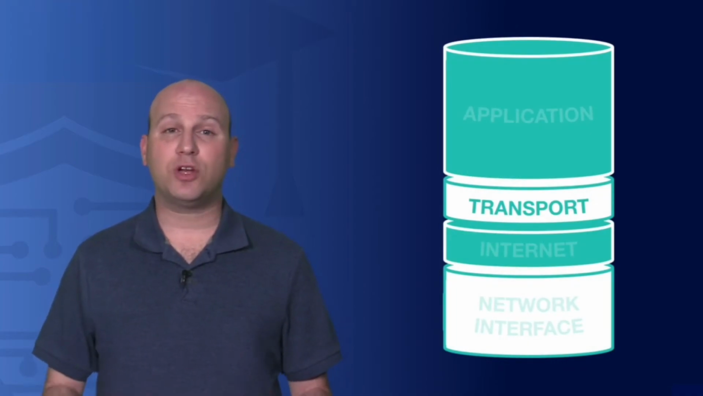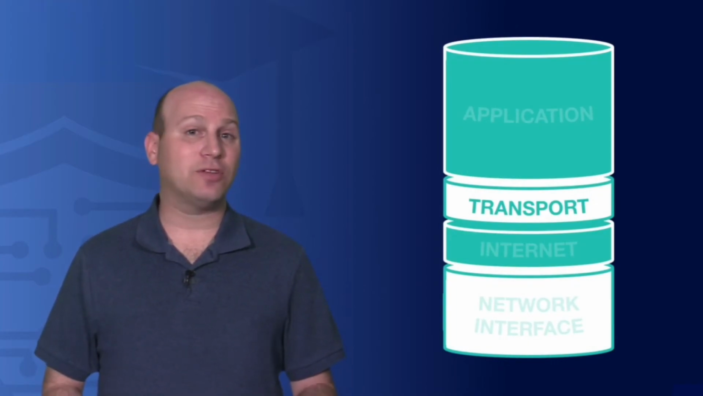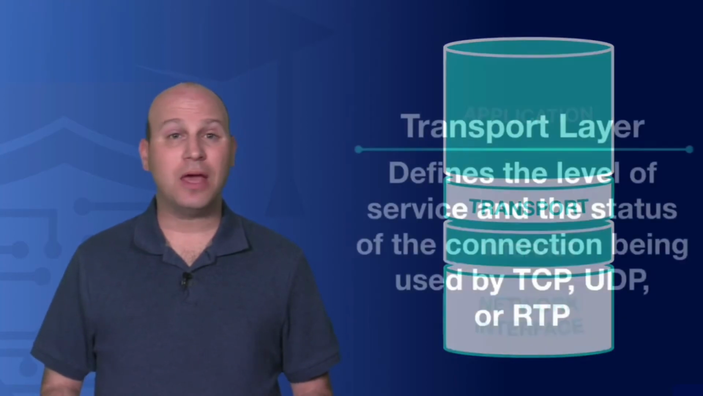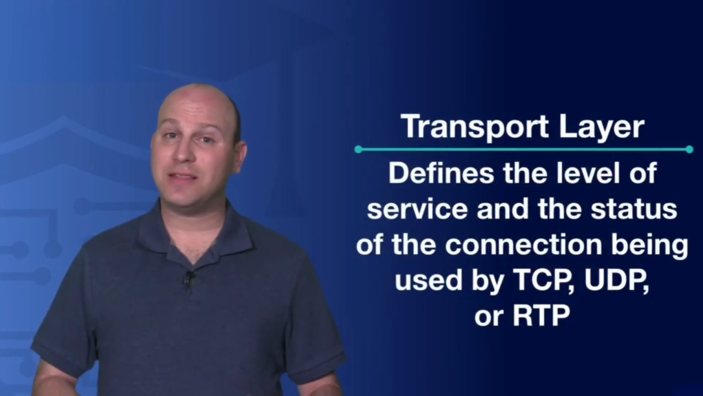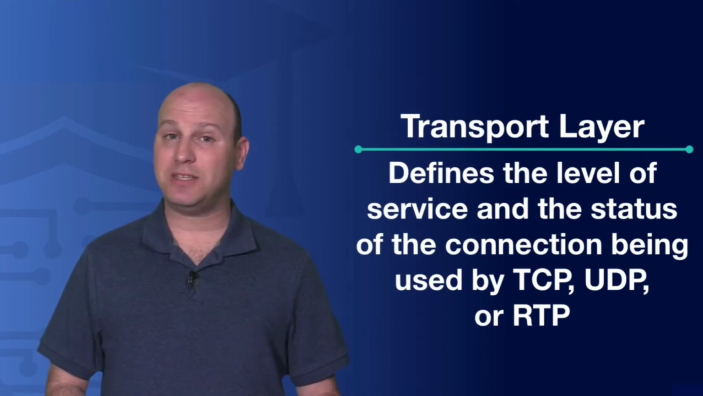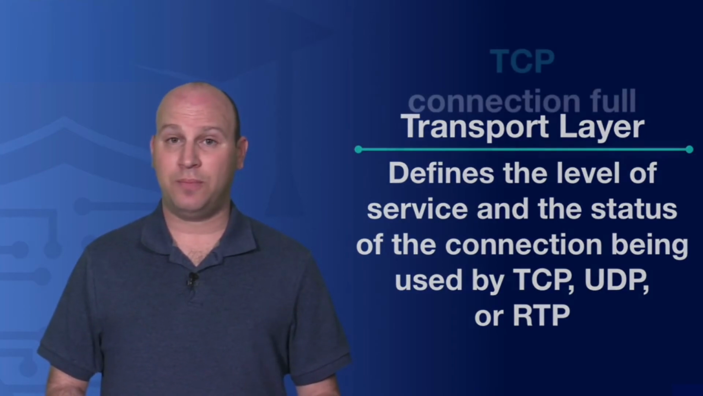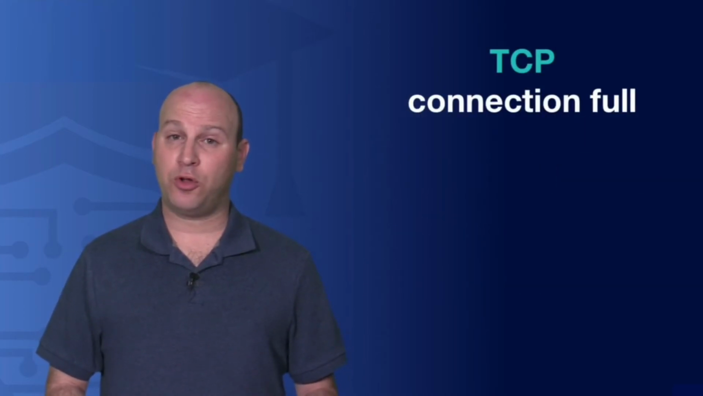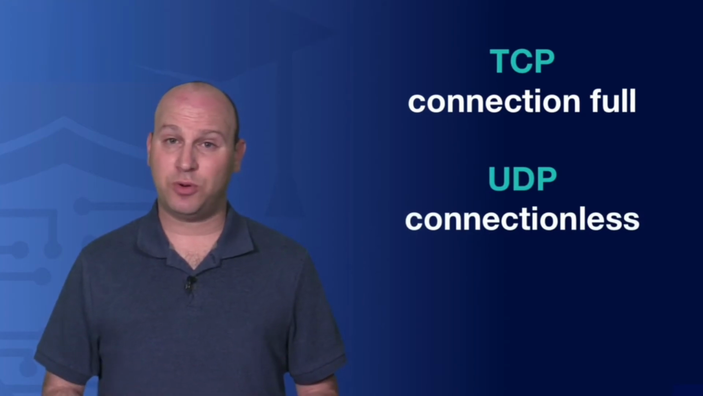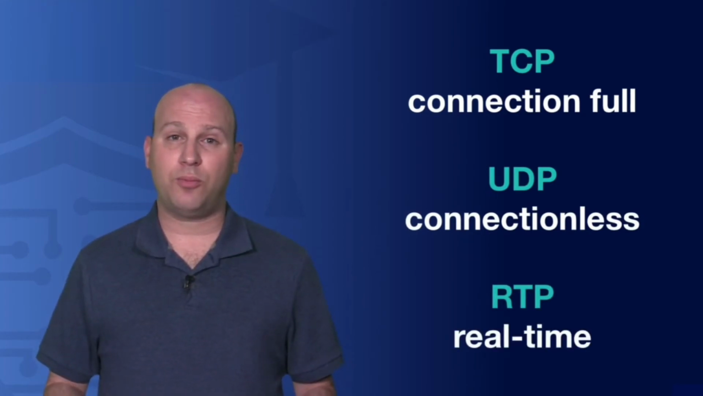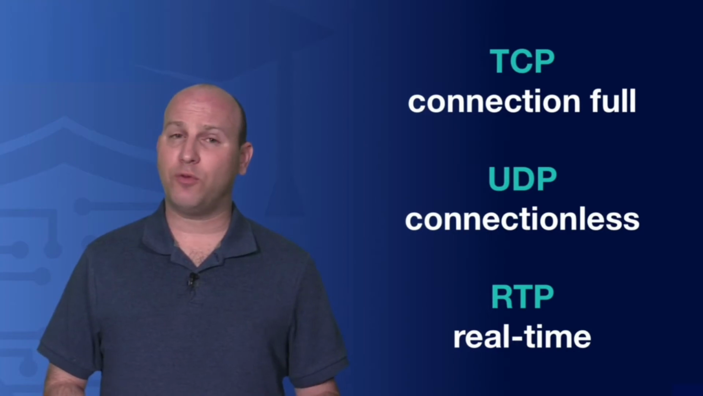This is the transport layer, and it's exactly the same as the transport layer in the OSI model. It's going to define the level of service and the status of the connection being used by TCP, UDP, or RTP. TCP is our connection-oriented protocol, UDP is our connectionless protocol, and RTP is our real-time protocol, which is normally used for streaming voice and video.